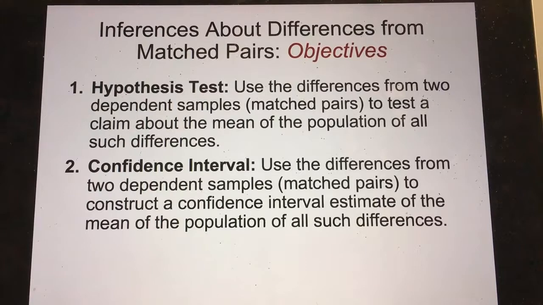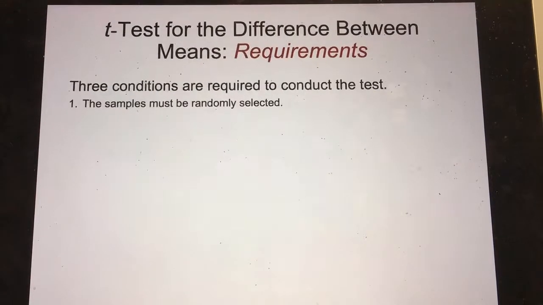So here we're talking about the objectives. What are we trying to do? We're trying to use differences from two dependent samples, matched pairs, to test a claim about a mean of the population of all such differences. For the confidence interval, again, this is not our focus. We're going to, again, use the differences of the two pairs. So the cool thing about this is we only have to do the prep work once, and then we use the t-test, and we'll use the t-int test, and we'll get it all done with only one prep here.